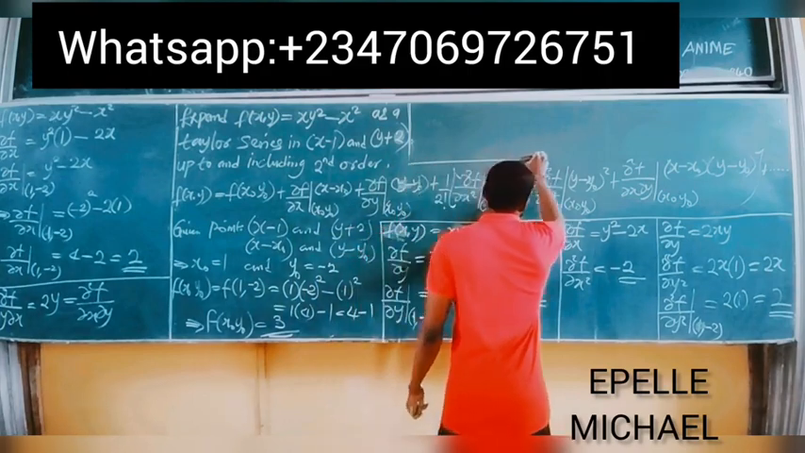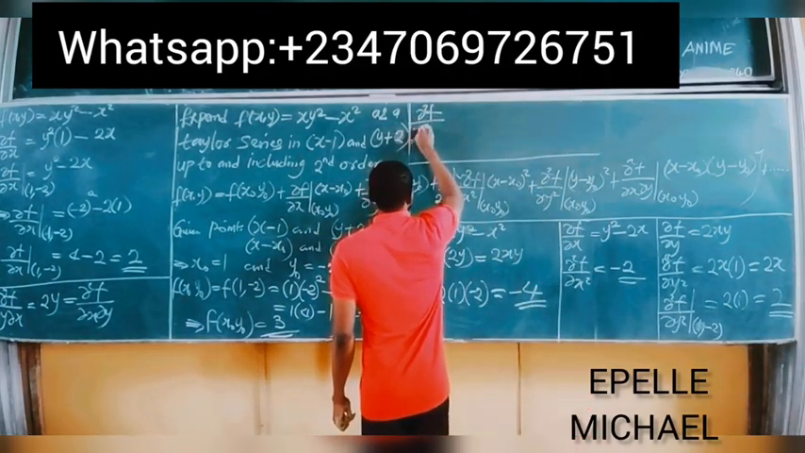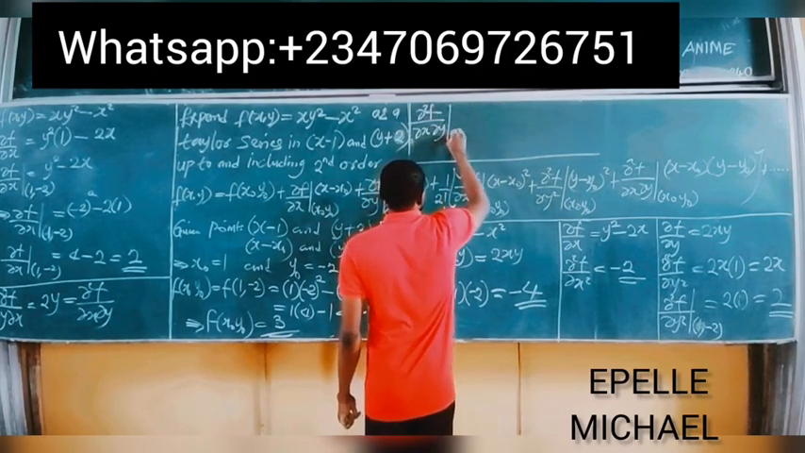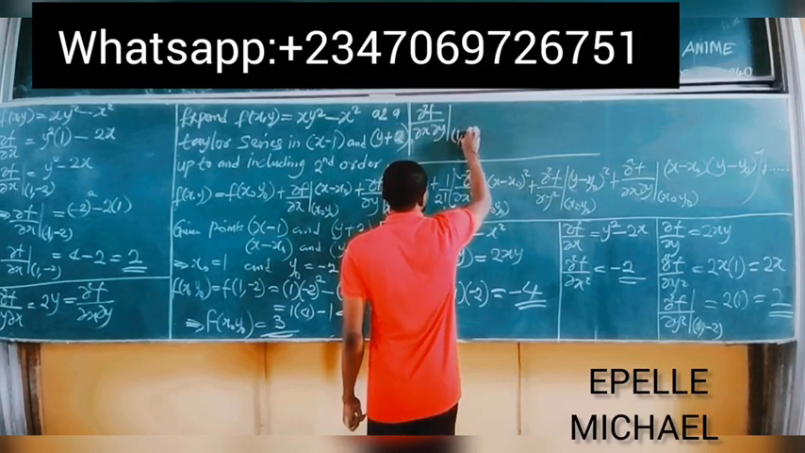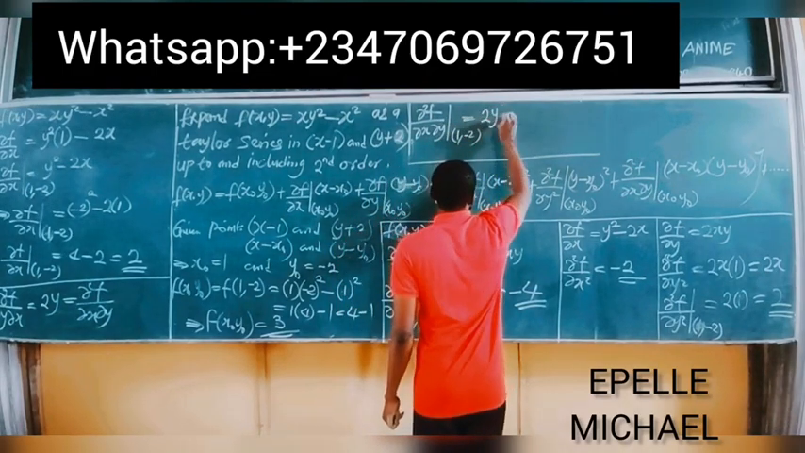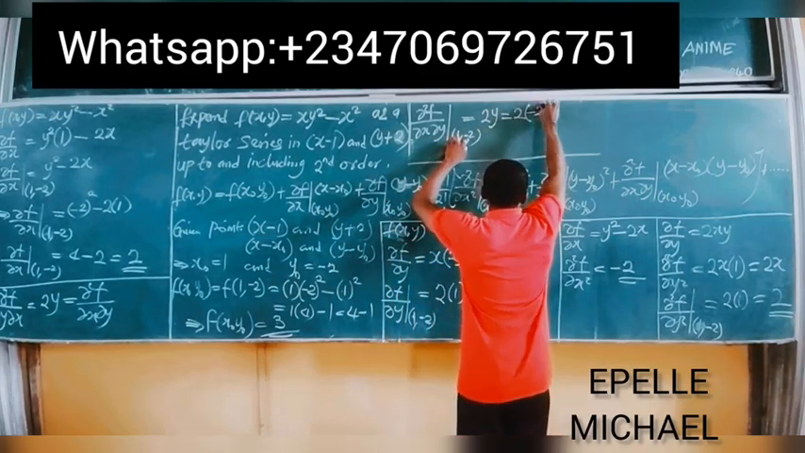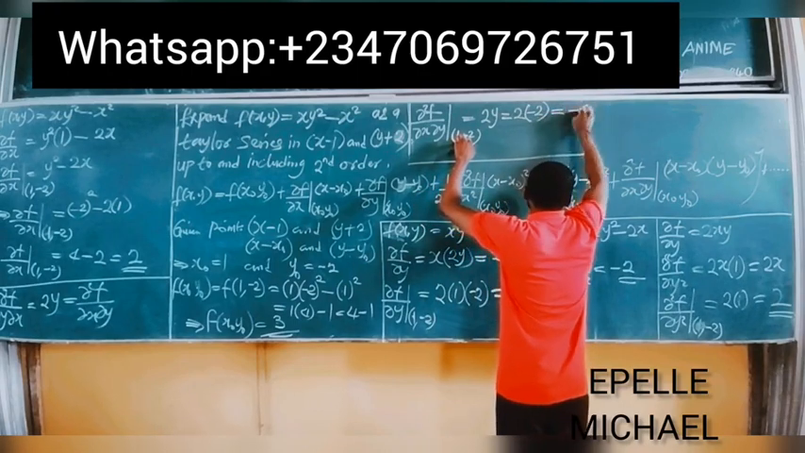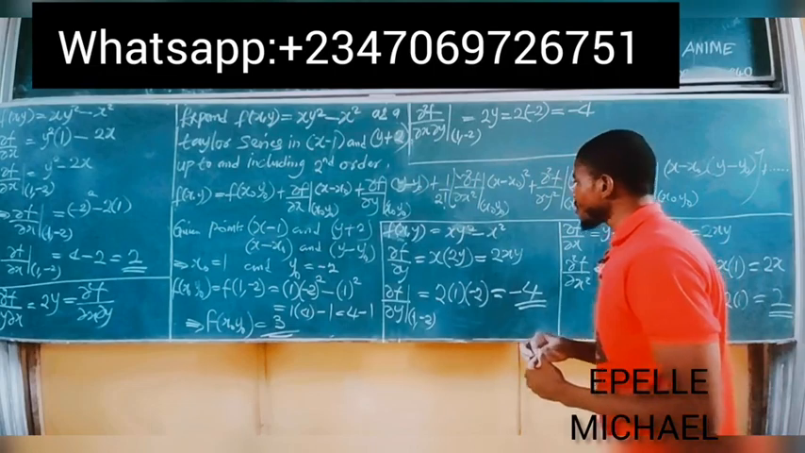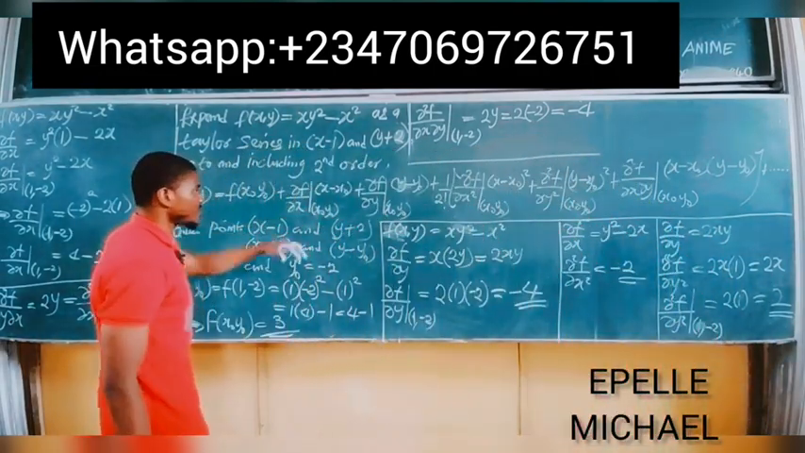I think I will do that over here. So partial squared f all over partial x partial y at the given point 1 and minus 2 is now equal to, we said it's 2y, so this is actually 2 into y is minus 2, which is equal to minus 4. Okay, so we've gotten all the parameters we need for the series. We can now substitute into the series itself and write the functions.